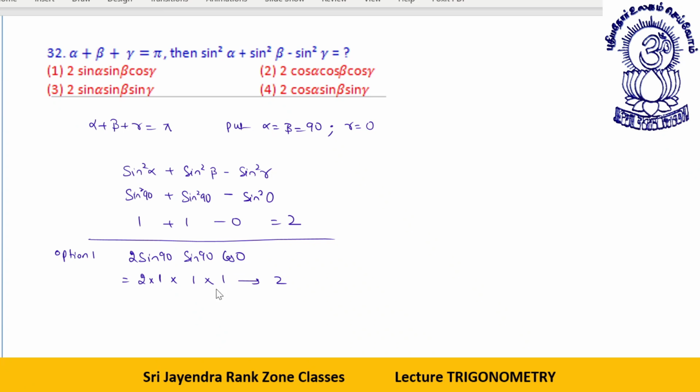In all the other options, sine gamma will be 0, sine 0 will be 0. Here cos beta will be cos 90, which is 0. So all the other options are 0. So option 1 is the answer. I am sure it must be clear to all of you, my dear students.